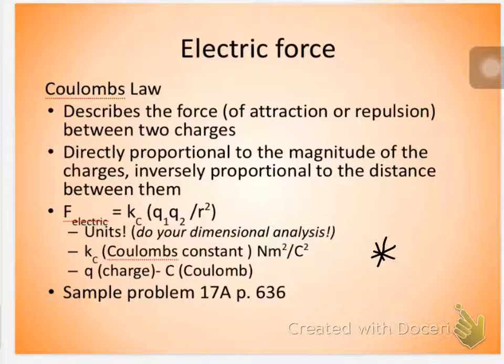So we give that as force electric equals k sub C, which is Coulomb's constant. That's a constant. You have to use that one. Times the magnitude of charge 1 times the magnitude of charge 2 divided by the square of r, which is the distance between them. So we're going to do one problem together on page 636.